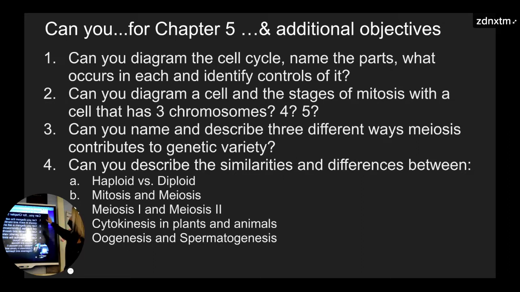Diagram the cell cycle, name the parts, what occurs in each, and identify the controls of it. Can you diagram a cell in the stages of mitosis with a cell that has 3 chromosomes, 4 chromosomes, 5 chromosomes? Can you name and describe 3 different ways meiosis contributes to genetic variety? Can you describe the similarities and differences between a haploid and a diploid cell, mitosis and meiosis, meiosis 1, meiosis 2, cytokinesis in plants and animals, oogenesis and spermatogenesis?